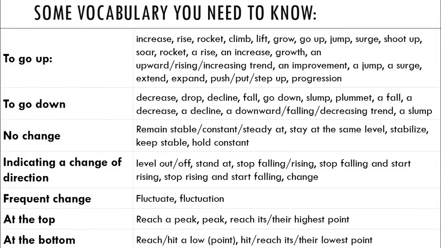so to write about or to analyze a bar chart very well, you have to know some vocabulary. Okay, some vocabulary you need to know, and this is really important. To mean to go up, you can use words like increase, rise, rocket, climb, lift, grow, go up, jump, surge, shoot up, soar, and upward, rising, increasing, okay, and so on.